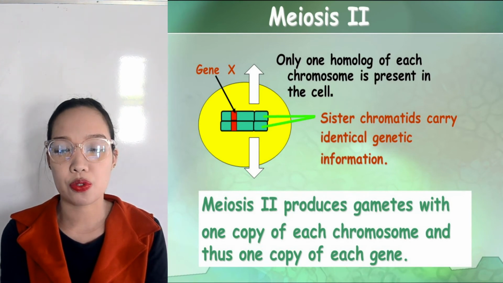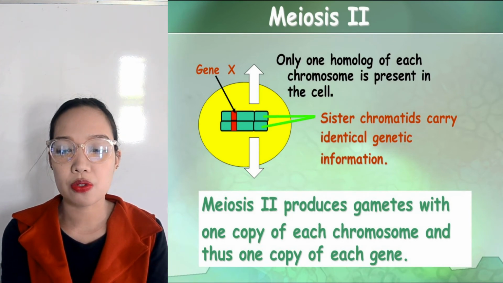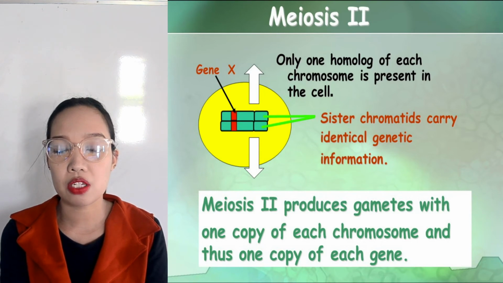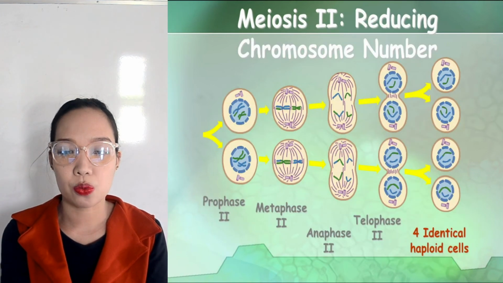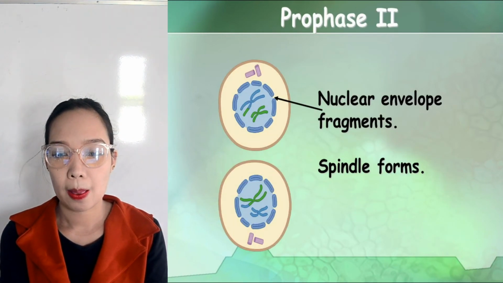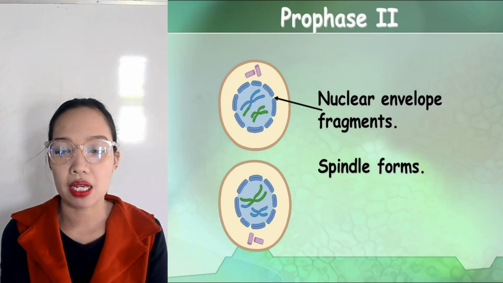Next is meiosis II. Meiosis II produces gametes with one copy of each chromosome and thus one copy of each gene. First in meiosis II is the prophase II, wherein the nuclear envelope fragments and the spindle forms.